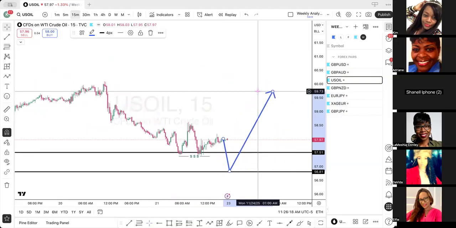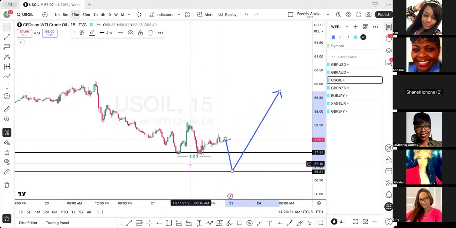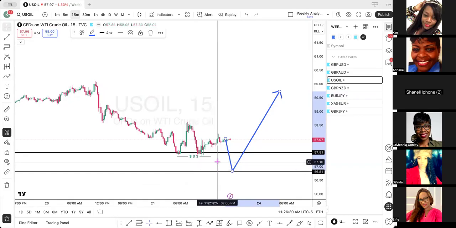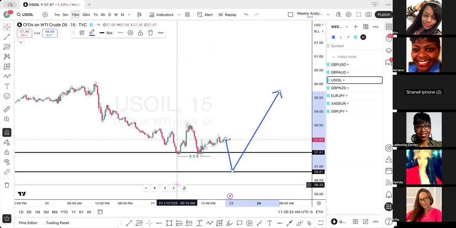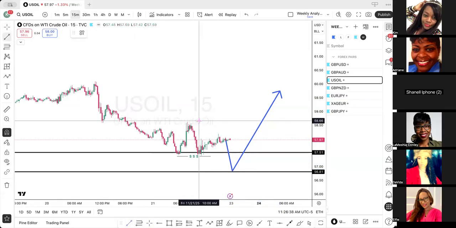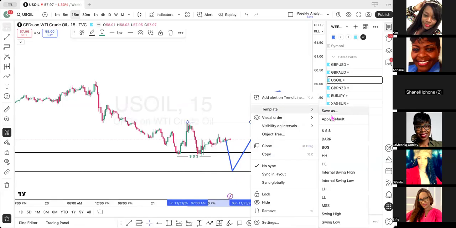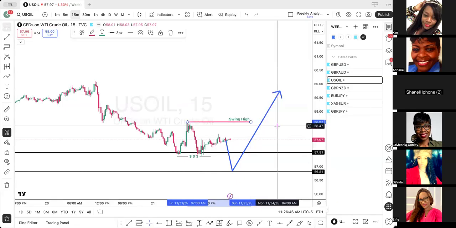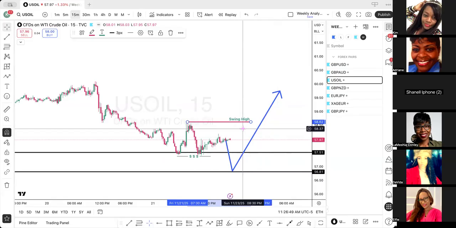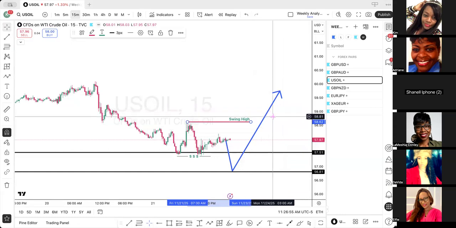So for oil, and I think on my other chart, I have this alert set right here. So that's what I think oil is going to do. Of course, unless it breaks this swing high, the 15-minute swing high. So that's my thoughts on oil.